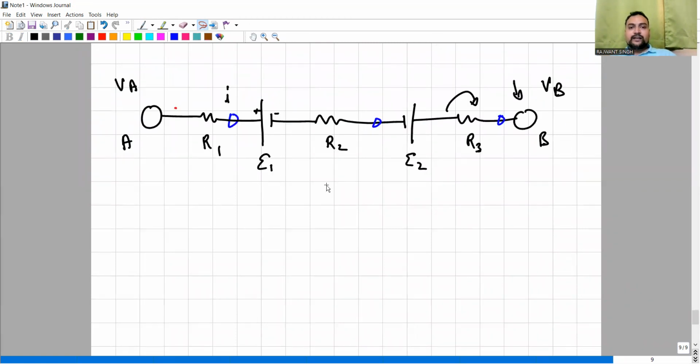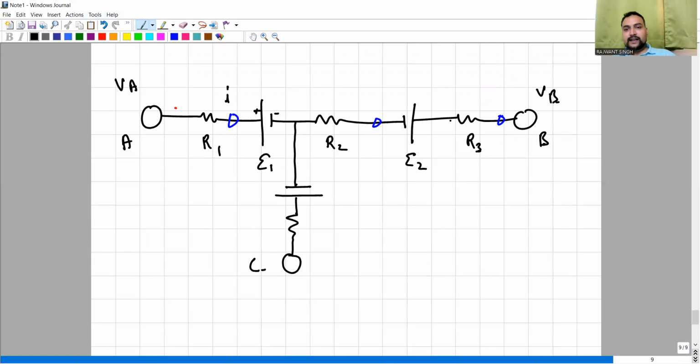Now I can complicate this question a bit more. How? By putting more branches into this. So let's say I take another branch from here and I put a cell here and then a resistance and then a point C. And then I take another branch from here and do like this and make this a point D. So obviously the current which was coming here, I, some part of this current is going to go here.